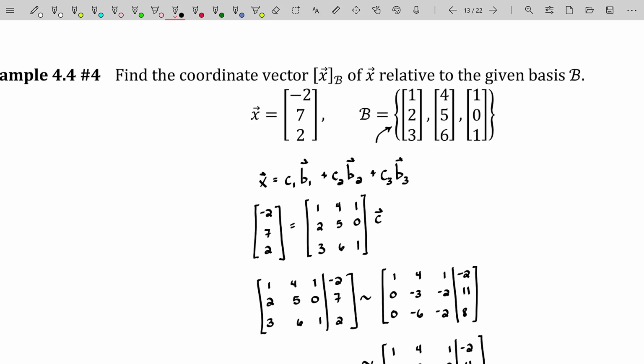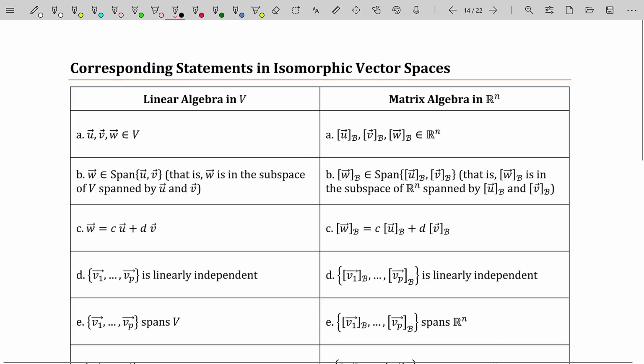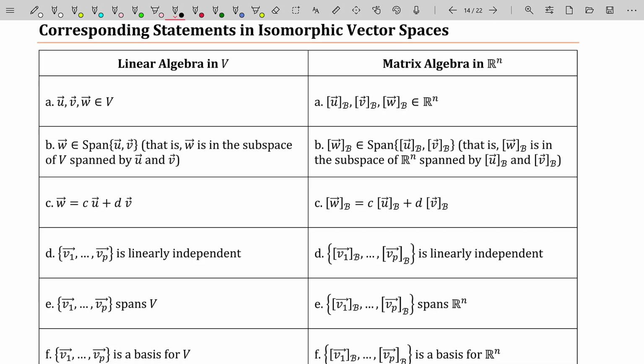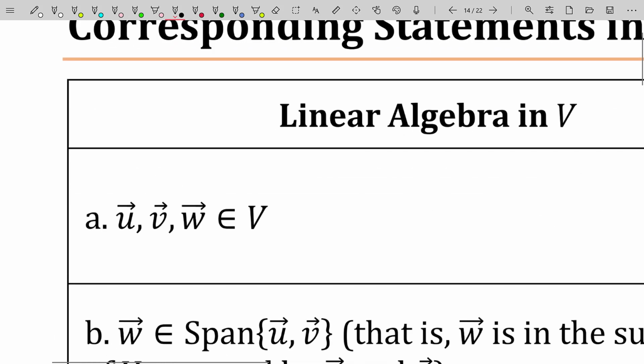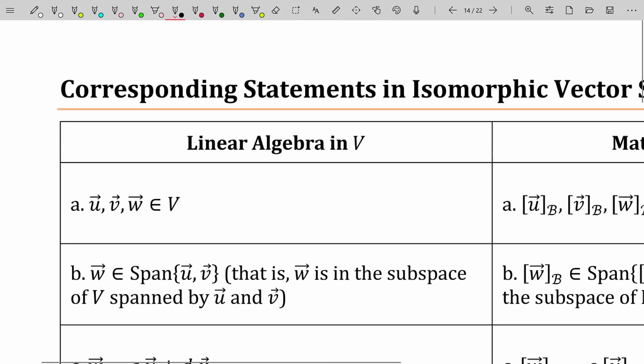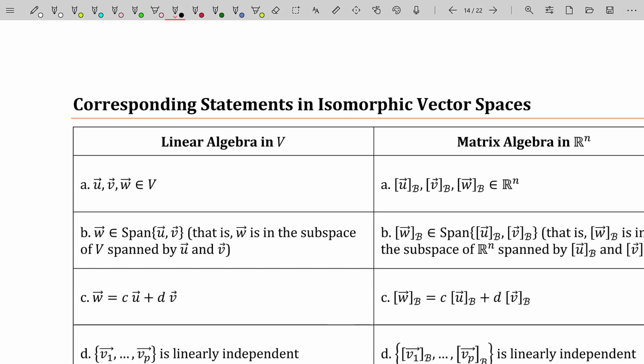Now, before we leave this video, I want to talk about corresponding statements in isomorphic vector spaces. If you don't know what an isomorphism is, please go back 2 videos in this series to watch the very first video on coordinate systems where I talk about isomorphisms. Essentially, they're like invertible functions. And that's what we're doing here. We're starting in a very abstract vector space and moving into Rn.